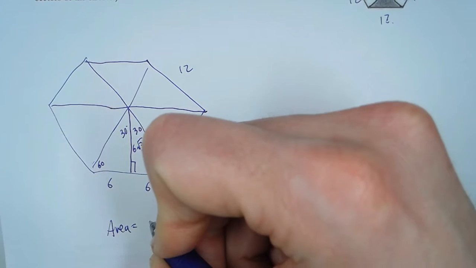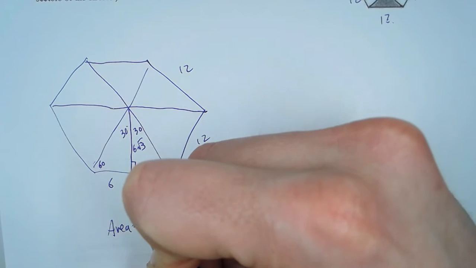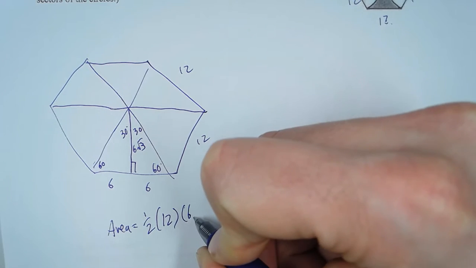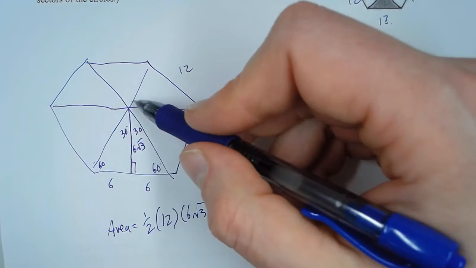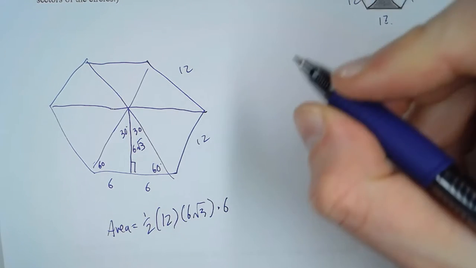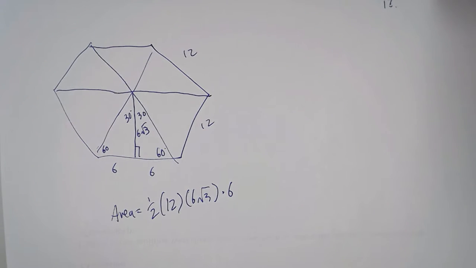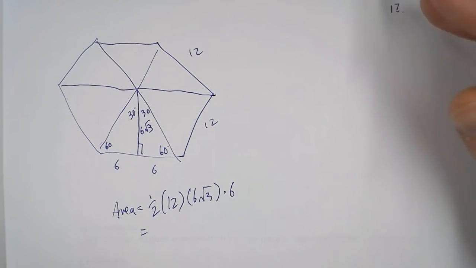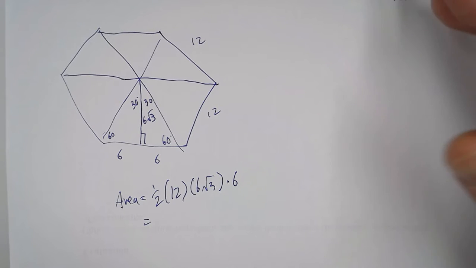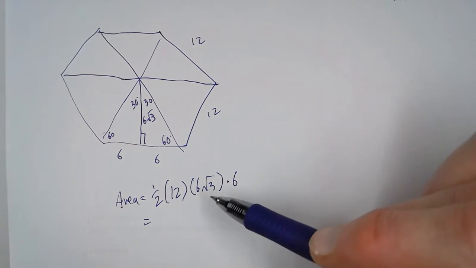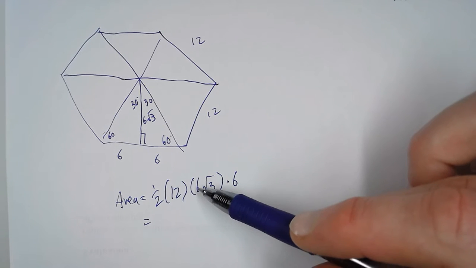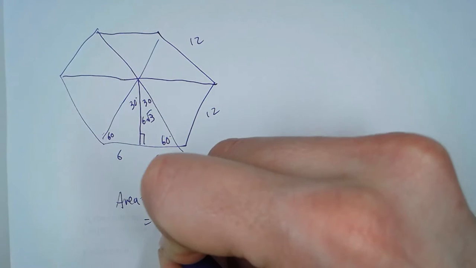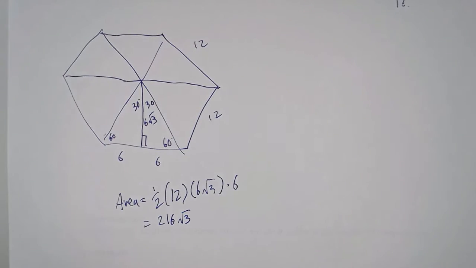So the area of the triangle is 1/2 the base, which is 12, times the height, which is 6 radical 3, times however many triangles there are. In this case, there are 6. Now the radical we can't simplify, so we're going to have to leave the radical right there as is. But it's 6 times 12 times 6 times 1/2. So that's 6 times 6 times 6, which is 216 square root of 3.